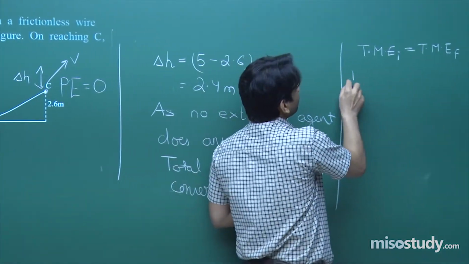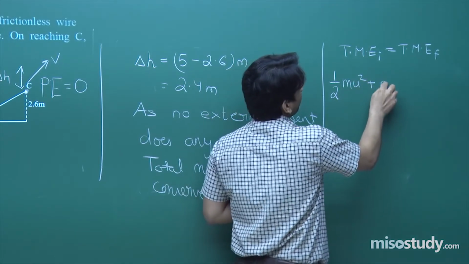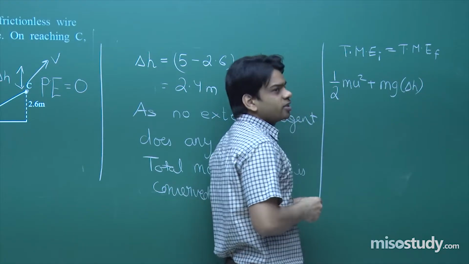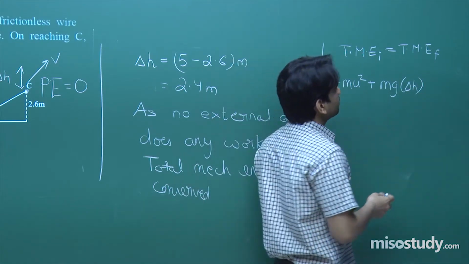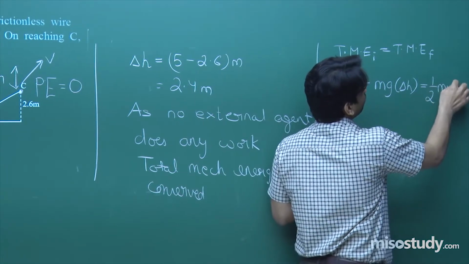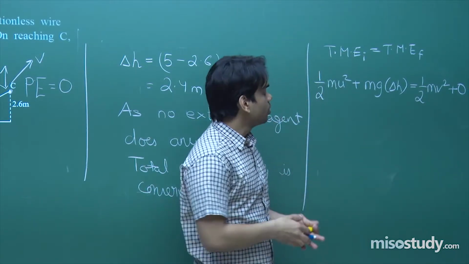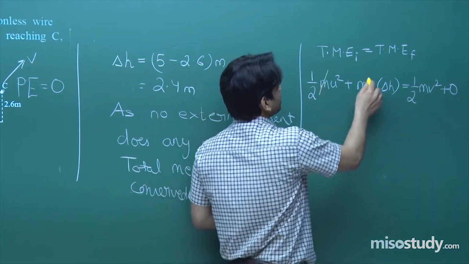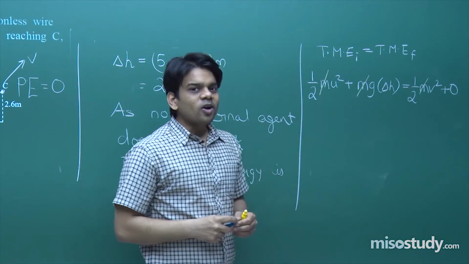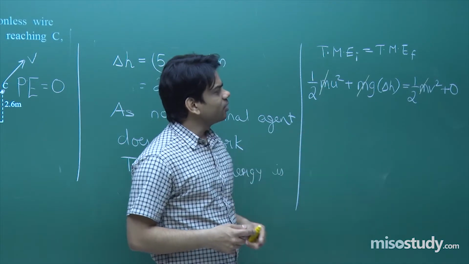So I am writing here half mu square plus mg delta h, because there will be some potential energy at this point A, is equal to half mv square. Potential at point C will be 0, so I will write it directly as 0. m will be cancelled out, as you can observe. Now we need to find out the velocity at point C, that is V we have taken. So can we multiply everywhere by 2?